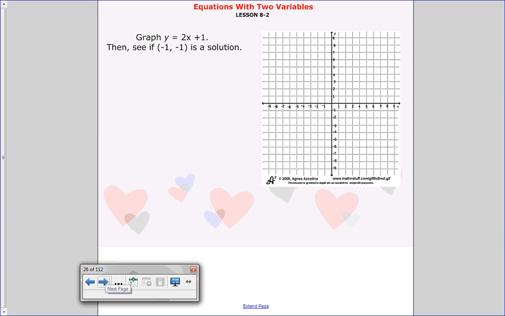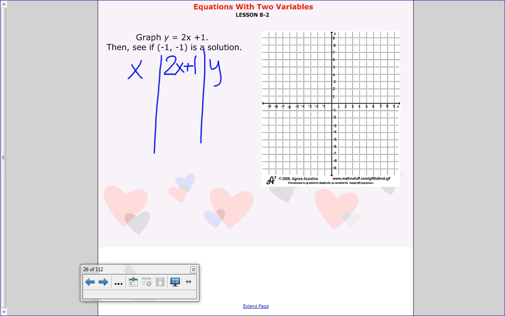So now we have this one. It says graph y is equal to 2x plus 1, then determine if negative 1 is a solution. So here we have an extra step. Not only do we have to graph them, but then we have to see if negative 1 would actually be on that line or that graph. So here's what we're going to do. We're going to start with our table of values. I start with x. I can put in my 2x plus 1, and out pops y.